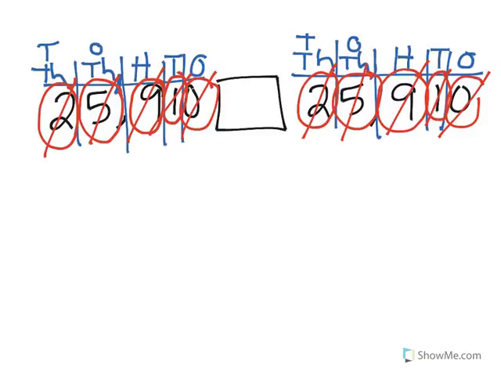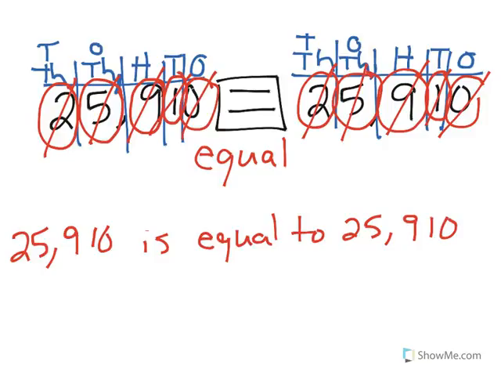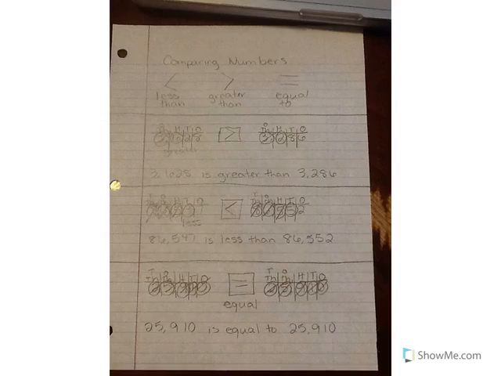So all of them were the same. That means they are equal. And the symbol that goes in the middle is my equal sign. That tells me that 25,910 is equal to 25,910. Alrighty, so that was comparing.